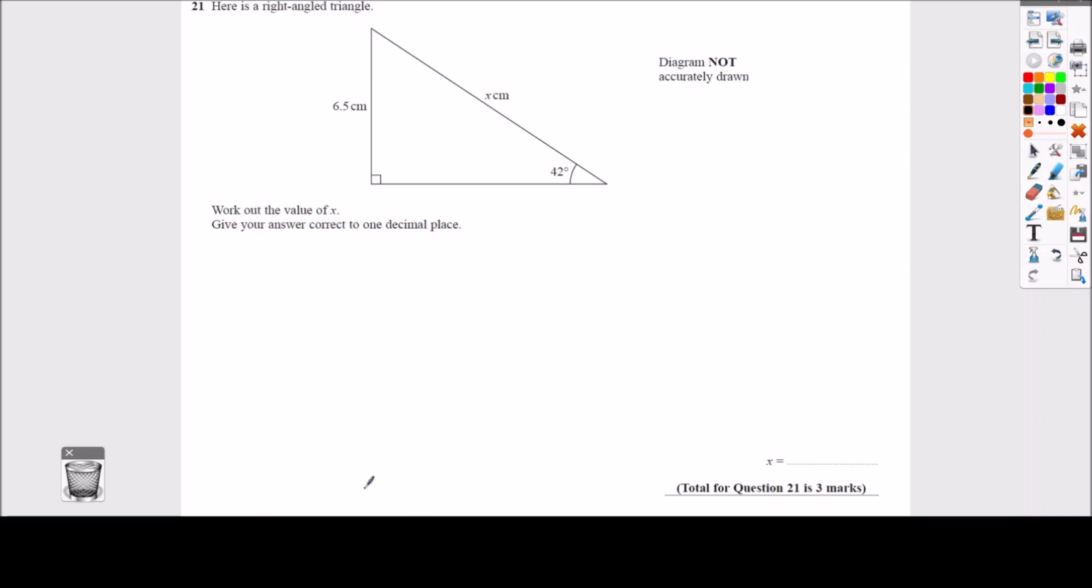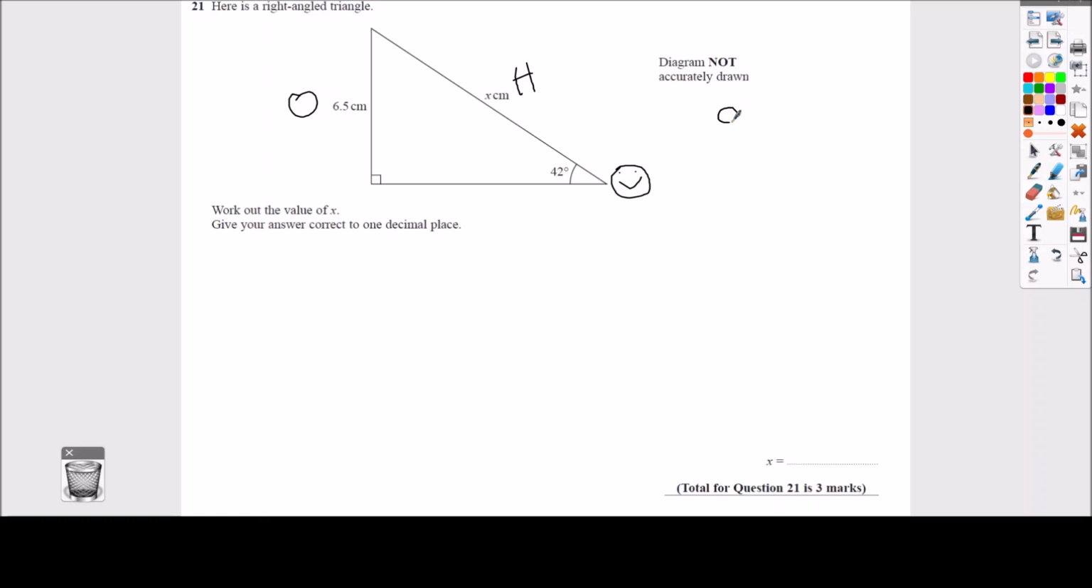Question 21. So, work out the value of x. So you really just need to go through a routine on these questions. That side is the hypotenuse, it's opposite the right angle. Now picture yourself sitting over here on the angle, so that side is opposite to you, and this would be the adjacent side. So you then need to decide which of the three ratios you're going to use.